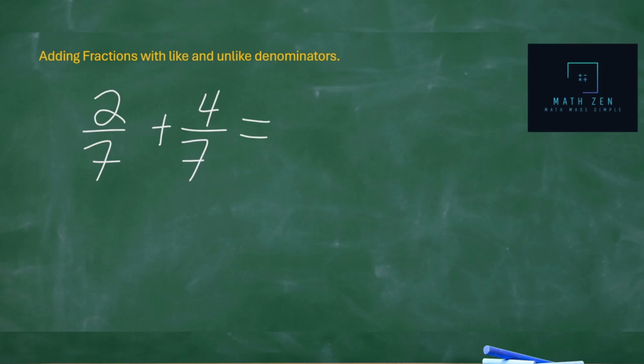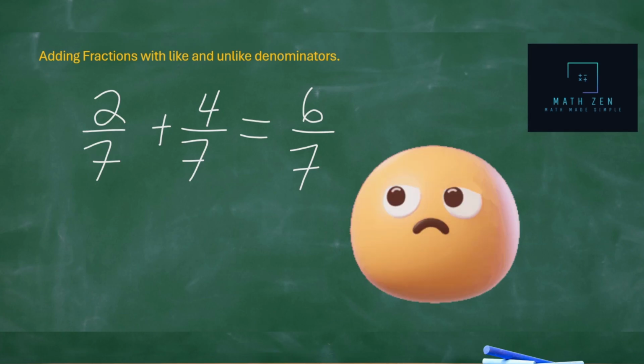And in this case, again, hopefully you're noticing that the denominators are already the same. Again, all you have to do is numerator plus numerator. So 2 plus 4 equals 6, and we keep the same denominator of 7. So your final answer here is 6/7.